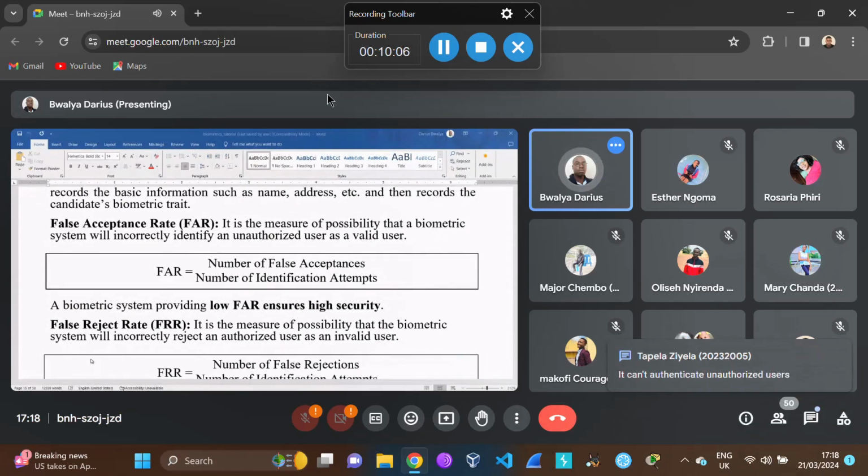Okay, so you see why? The relationship is this: just look at the relationship which is there. If we have a large number of false acceptances over the number of identification attempts, people trying to log in, then the value is going to increase. The false acceptance rate is going to be high, which means more false acceptances are taking place. You get the point. Just from the formula itself, you can tell. A higher false acceptance rate is a weakness, meaning a lot of false acceptances are taking place.